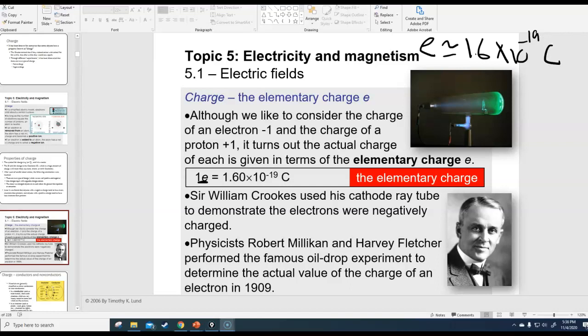Okay, so a proton in terms of Coulomb has a charge of positive 1.6 times 10 to the negative 19 Coulomb, and an electron has a charge of negative 1.6 times 10 to the negative 19 Coulomb. The reason we use the elementary charge is that it turns out the smallest amount of charge you could possibly have is actually that amount. And so that's why we write the charge of the proton and electron in terms of the elementary charge. That value is given to you in the data booklet, by the way, the elementary charge. Okay, so moving on.